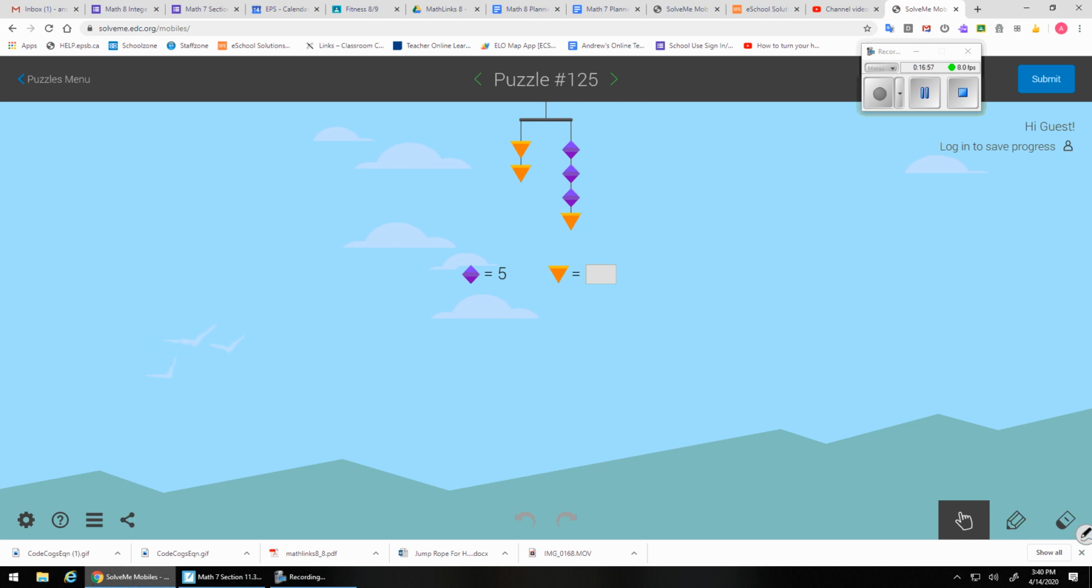Now they tell us that each purple is worth 5. So this is 5, 5, and 5. They don't tell us what the triangles are worth, the yellow triangles, and they don't tell us how much is up here. So you look at that and you're like, okay, well, what could the triangles be? They could be anything because we don't have a total that we need to have these add up to. I'm going to show you a little trick that sometimes helps with some of these.